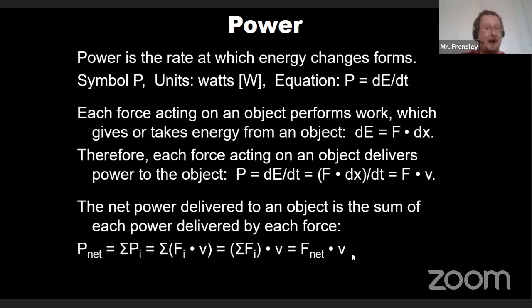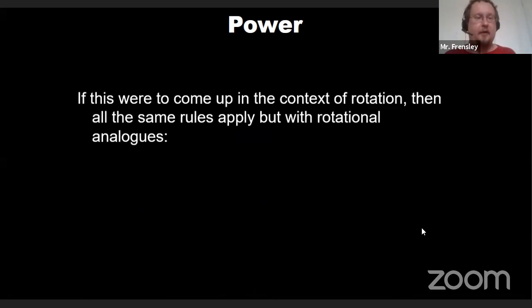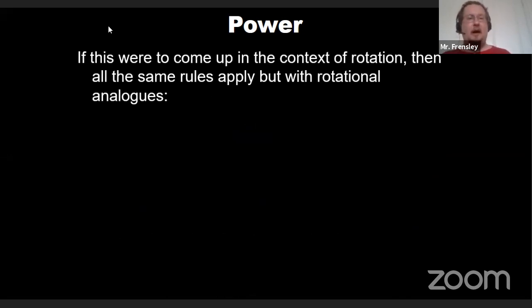You want the net power delivered, it's the net force dot V, which would be MA, A is a vector, dot V, V is a vector. That would be your net power. So we're going to use that idea as we go along here. Just so you know, everything that I just said can go for rotation too.